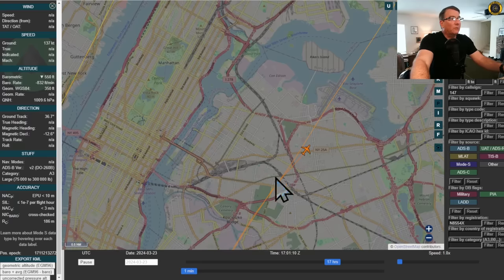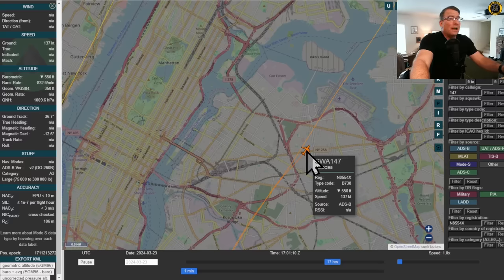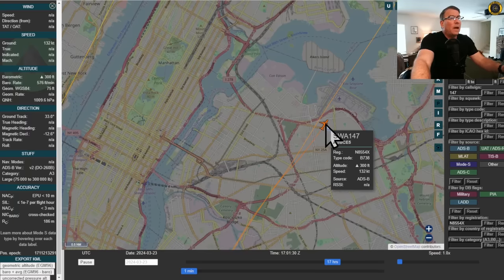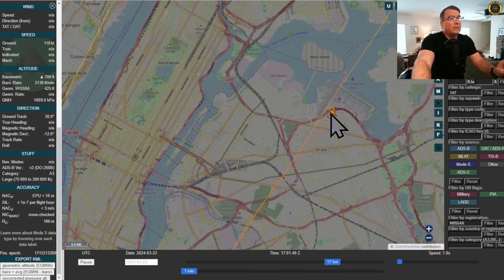That's barometric altitude versus geometric altitude. Barometric altitude of 550 feet, geometric altitude of 350 feet, 832 feet per minute rate of descent. Barometric altitude of 350 feet, geometric altitude of just 150 feet, coming up on the freeway here. And they get that go around, go around, go around call. They're climbing at 300 feet and 576 feet per minute, climbing to 700 feet with a geometric altitude of 425 feet as they approach the tower.